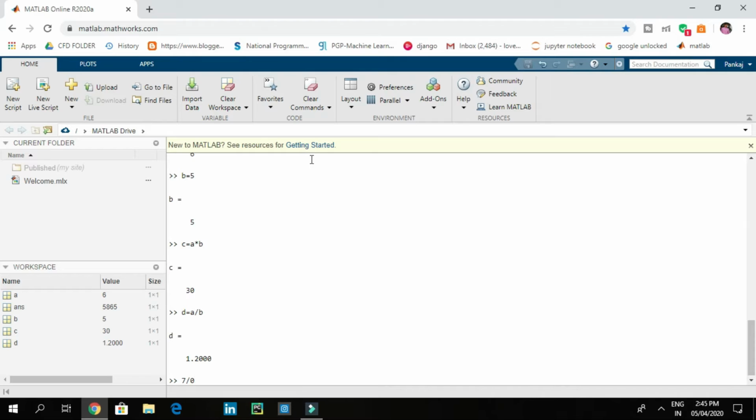Now try 7 divided by 0, it gives INF. INF means infinity. We know 7 divided by 0 is infinity. So let's try INF divided by 0, it gives again INF, means it is infinity. 0 divided by INF, it is 0. We know that 0 divided by infinity is equal to 0 and infinity by 0 equal to infinity. So let's try 59 into 62.02, so it gives multiplication.